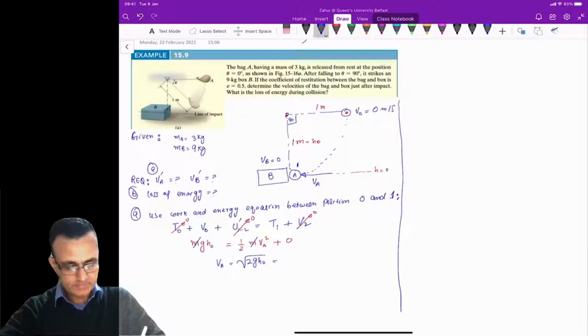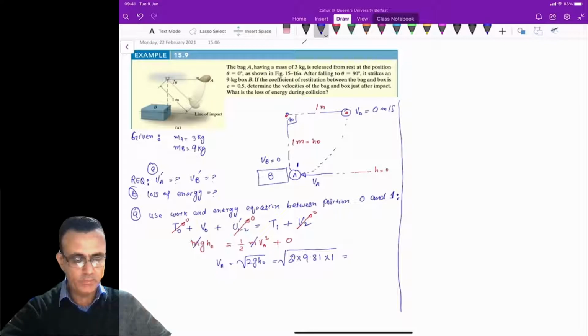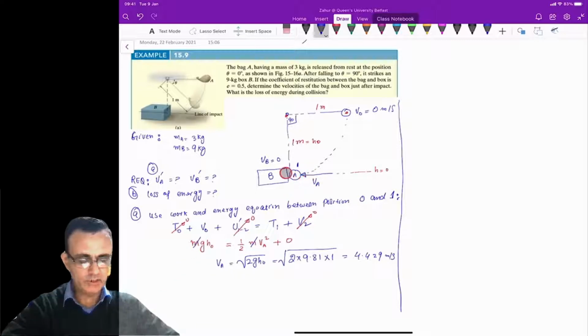So in this case, if you say 2 times 9.81 times h naught, which is 1 in this case, from here you will get the value of this va, which will be 4.429 meter per second. So we managed to calculate this va, which is the velocity of A just before impact.